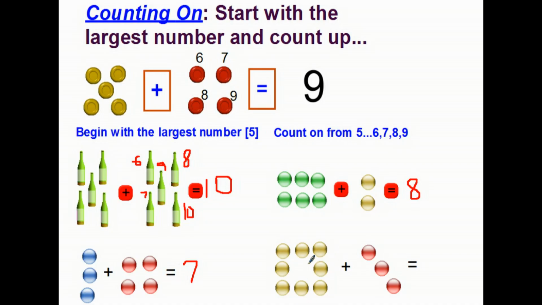Good. What about this one? Here you have 8 balls. You start with the largest one. 8 in my mind. Now count. 8, 9, 10, 11. Okay, 11. So the answer will be 11. 8 plus 3 will be 11. That's clear, students?